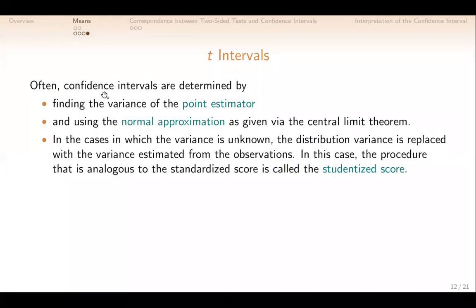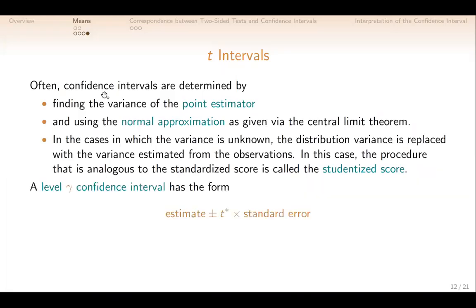And then there's a word that you want to use. So typically this x bar minus mu divided by sigma over the square root of n is called a standardized score. And in honor of Gossett, who created the t-test under the name Student, we call this standardization of the data, where we have to estimate the standard deviation, the studentized score.